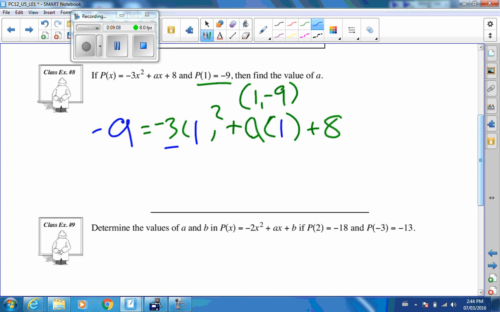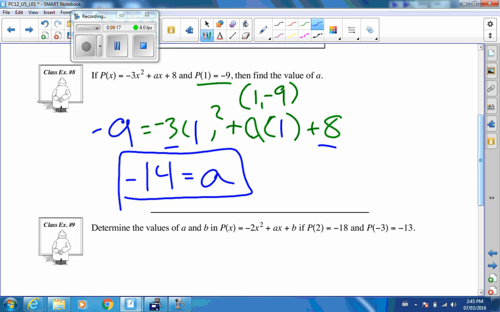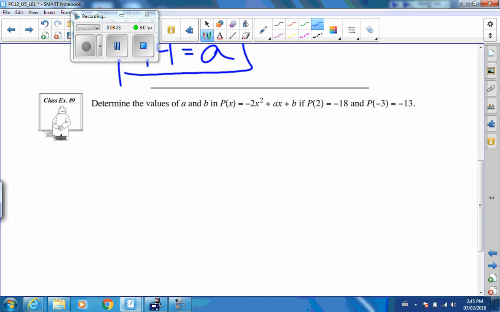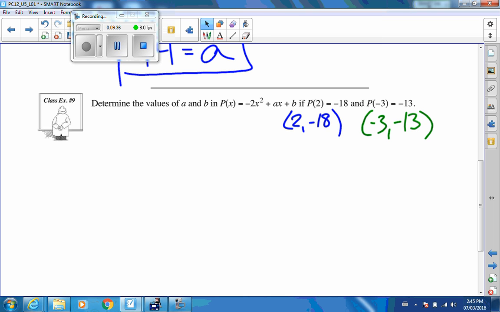So -3 plus 8 is 5. Subtract 5 from both sides. -14 equals a. Ba-bam. And I can test that by typing it into my calculator, if I so care to do so. Same thing here, except now I've got two points: (2, -18) and (-3, -13). And so now I just put those in both, and I'm going to have a system of equations.